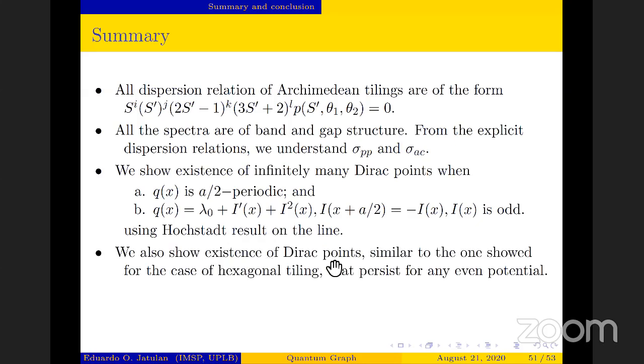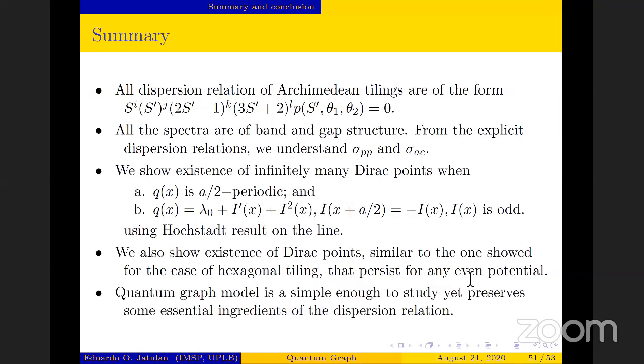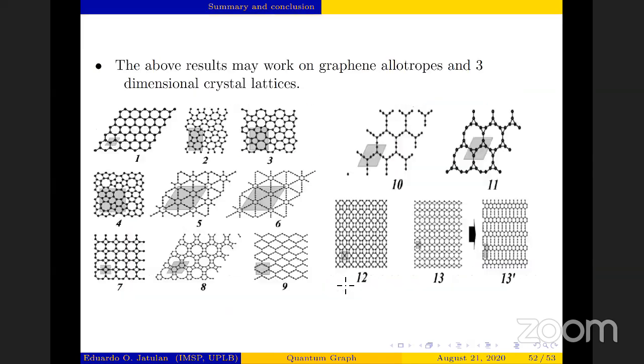And we also show the existence of Dirac points, similar to the one shown for the case of hexagonal tiling, that persists for any even potential. Then we can say that the quantum graph model is simple enough to study, yet preserves some essential ingredients of the dispersion relations. The above may also work for some graphene allotropes. So we have many graphene allotropes where we can use this method.